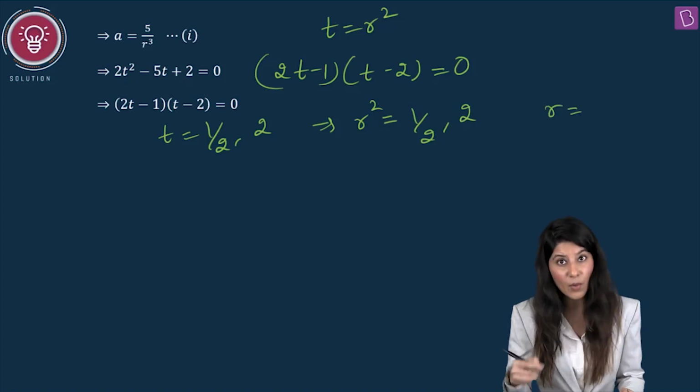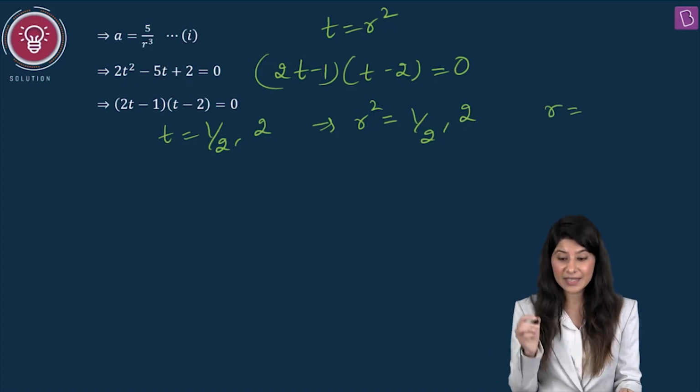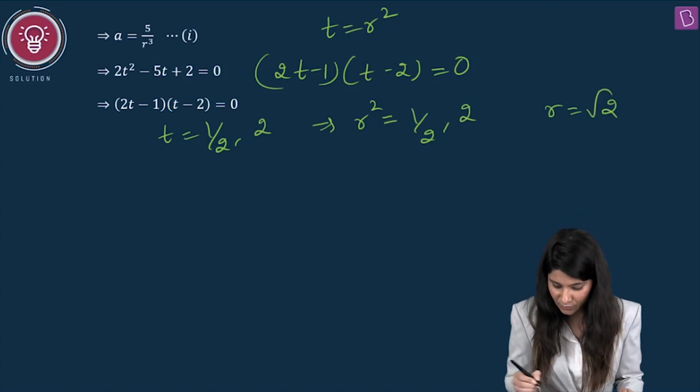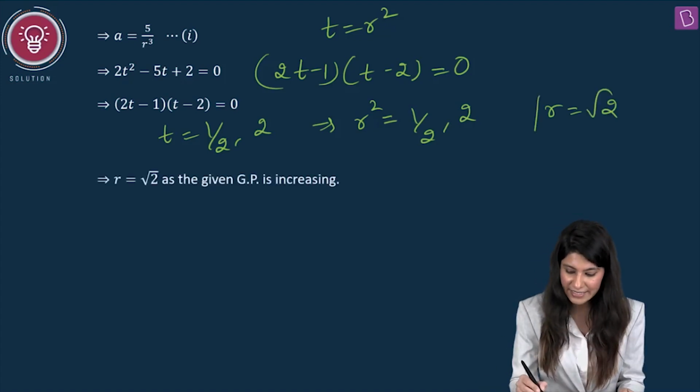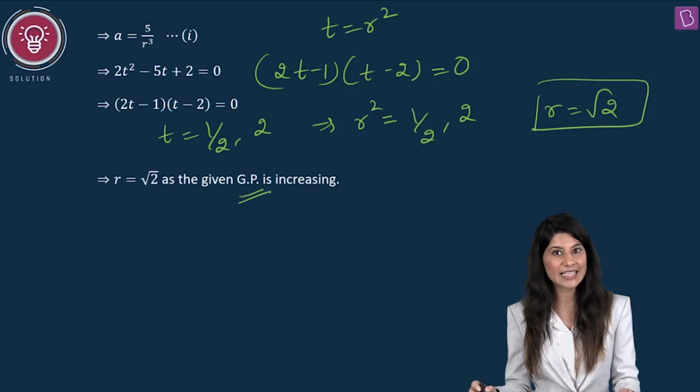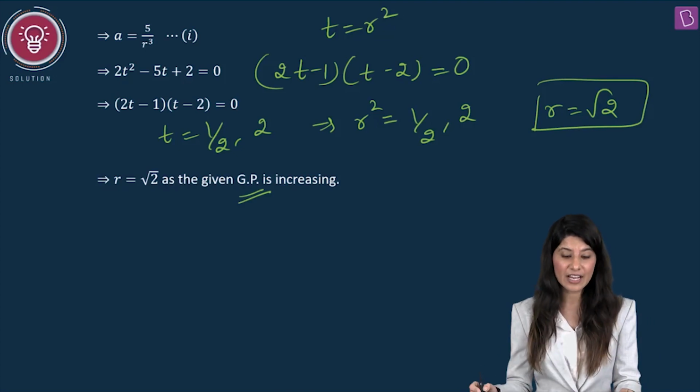So, R would be either 1 by root 2. But R should be greater than 1 for an increasing GP. Yes. So, R is equal to root 2. The only R we have selected is root 2, greater than 1, because this GP is an increasing one.